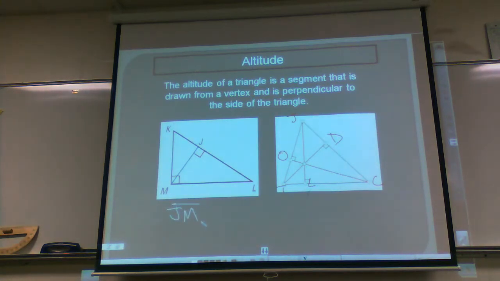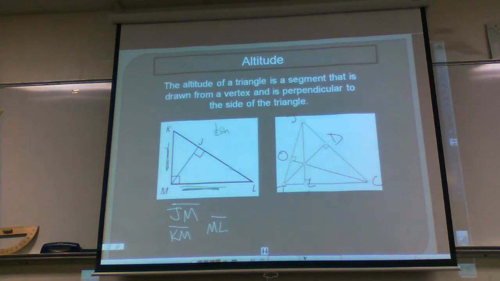JM. That's the altitude. The thing is, people forget, altitude just means it makes a right angle with the side when it connects to a vertex. That's an altitude. JM, ML is also an altitude. All right? So in a right triangle, guys, the 2 sides are also altitudes. That's why if you ever do the area, the 1/2 base times height thing for a right triangle, you can always use these 2 numbers as the base and height.